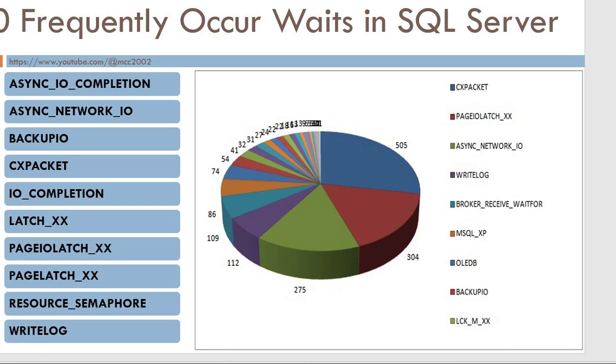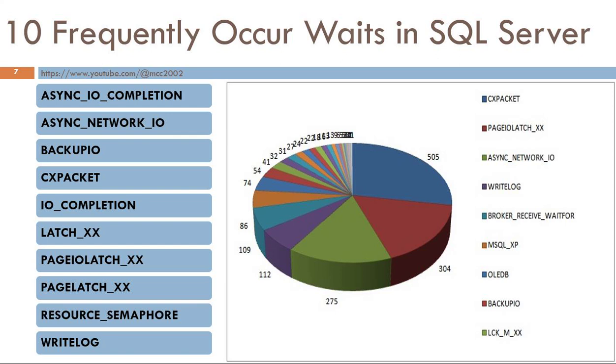We'll see all the wait types in practice. How can we resolve them? What are the steps? What are the DMVs we can use to get the data?